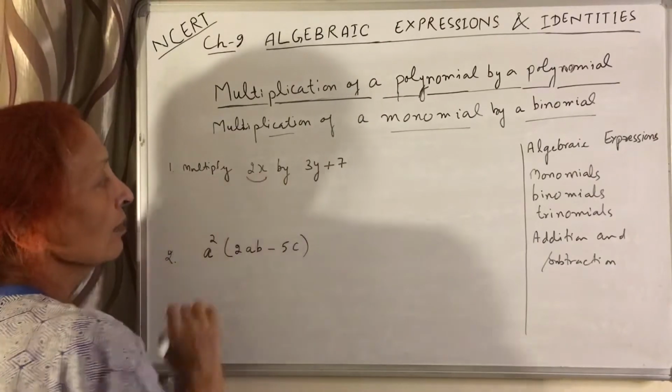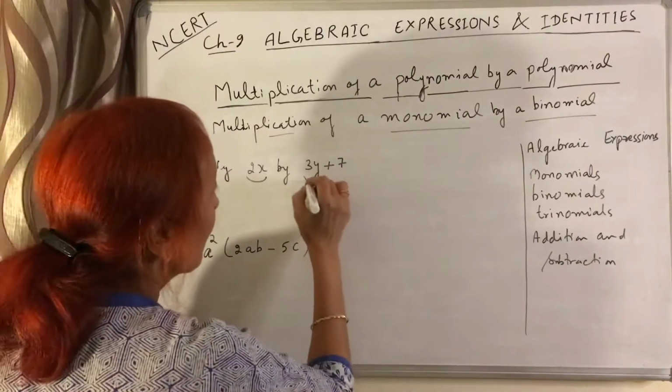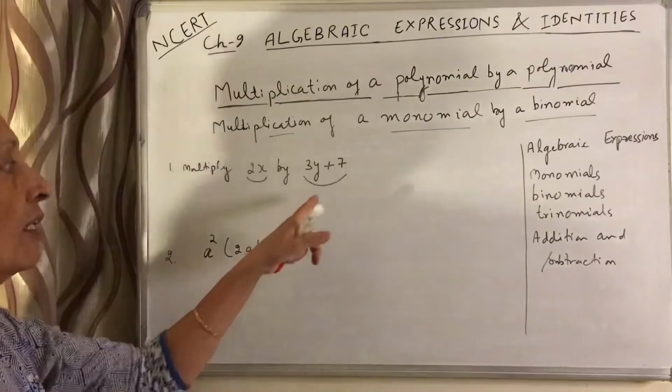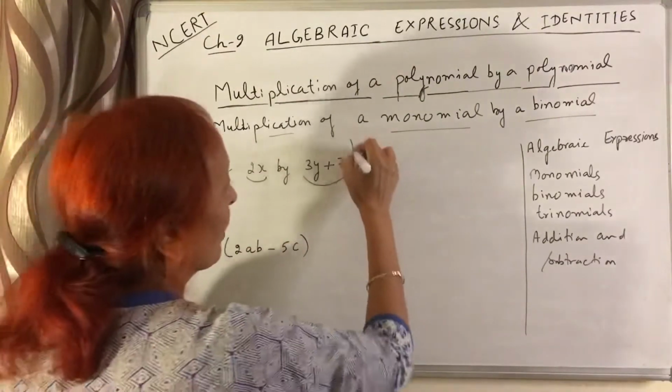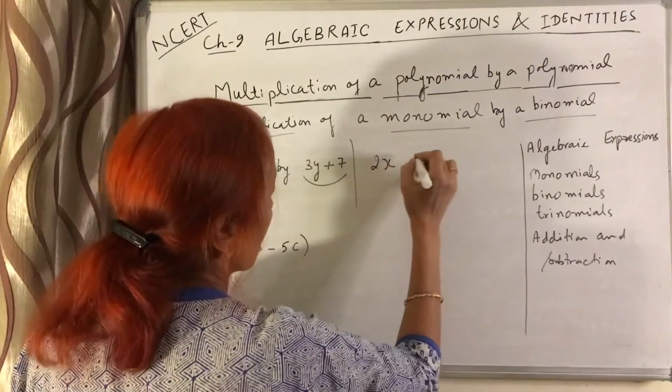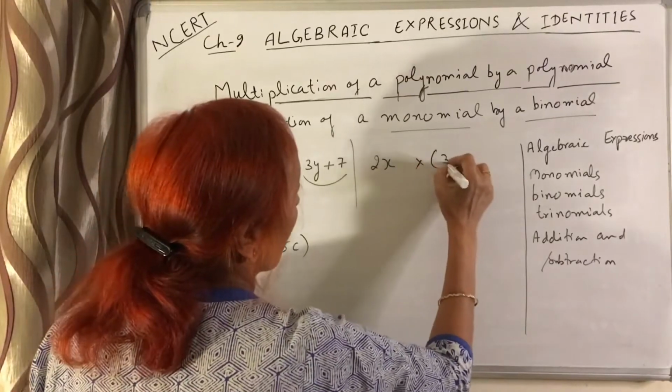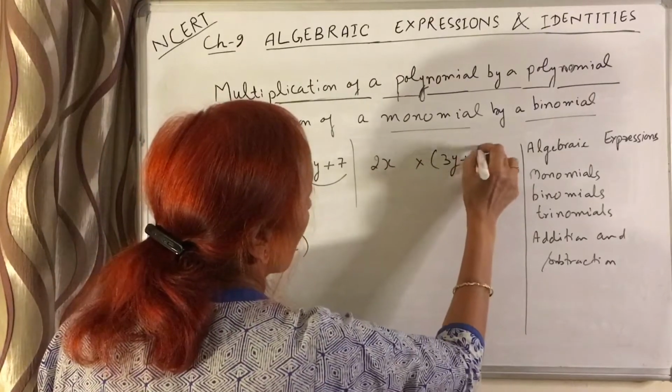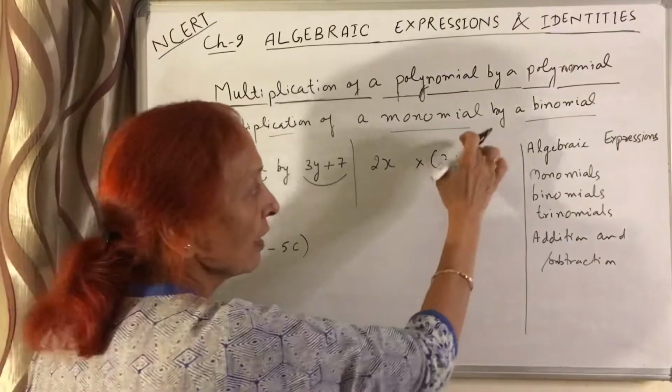2x has only one term, it is a monomial. 3y plus 7 has two terms, so it is a binomial. We are to multiply 2x by 3y plus 7. As these are two terms, we will keep this in brackets.